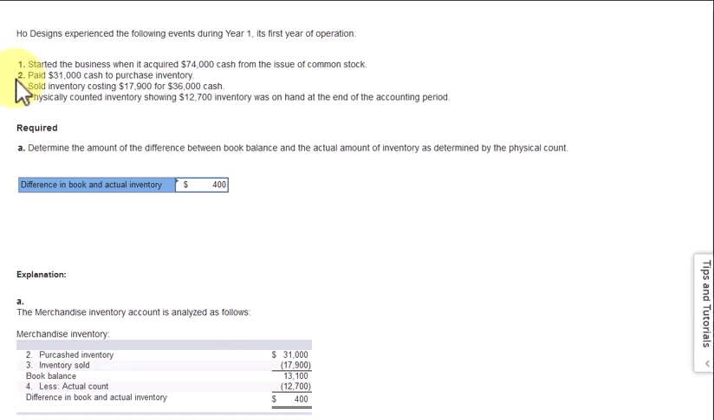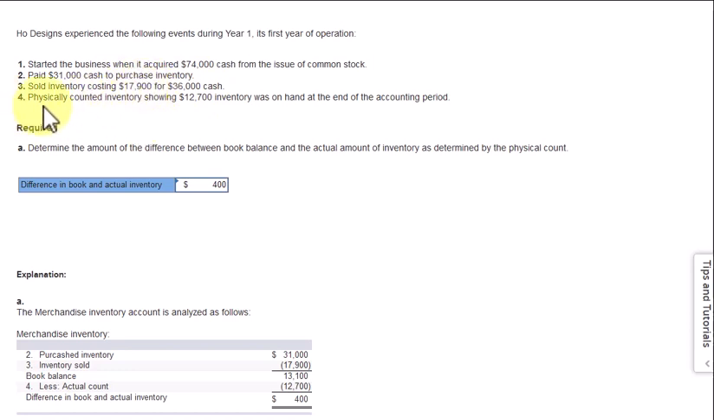Okay, in event 2, they tell us that we paid $31,000 cash to purchase inventory. In event 3, they sell inventory which cost $17,900. They sell this for $36,000 in cash. That is the selling price. The $36,000 is the selling price. The $17,900 represents what the company paid for it.